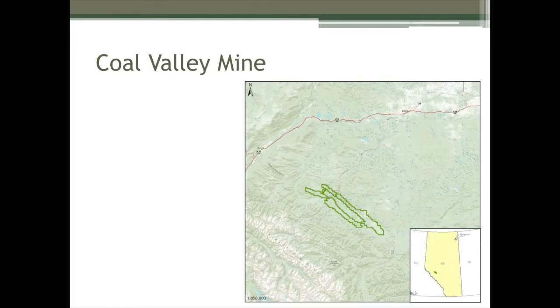My study site is the Coal Valley Mine, which is about 100 kilometers southwest of Edson. It's been in operation for about 35 years, and so there's a lot of different processes going on. There's stuff that's currently in operation, and there's stuff that's been reclaimed 20 years ago, 10 years ago, 5 years ago. So it provides a really nice study site with a lot of variation.